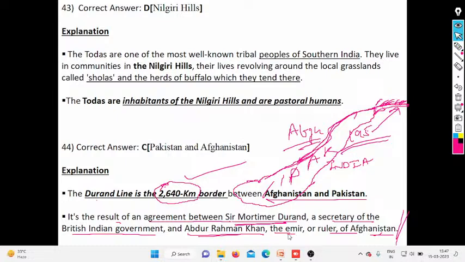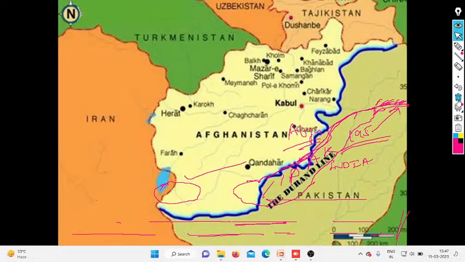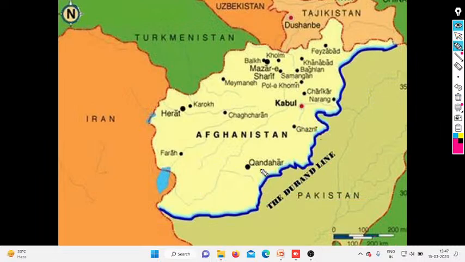Secretary of the British government and Abdur Rahman Khan, ruler of Afghanistan. Just have a look here. This is your Durand line, the blue color line.